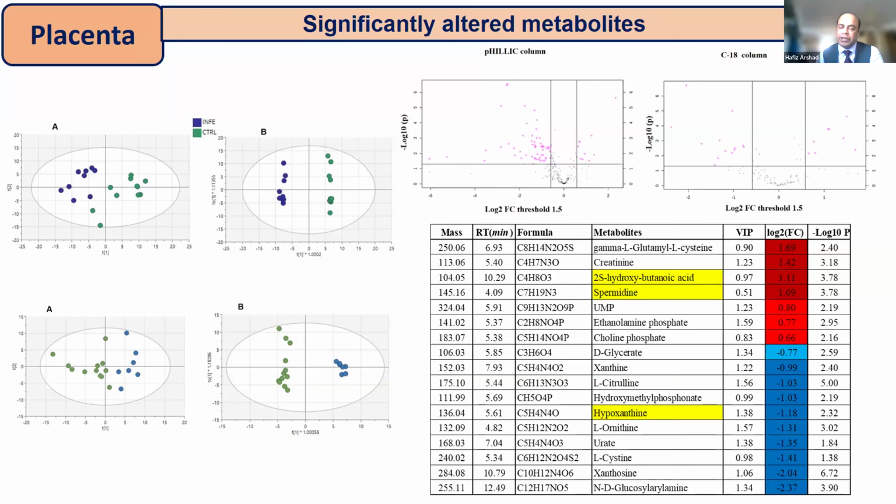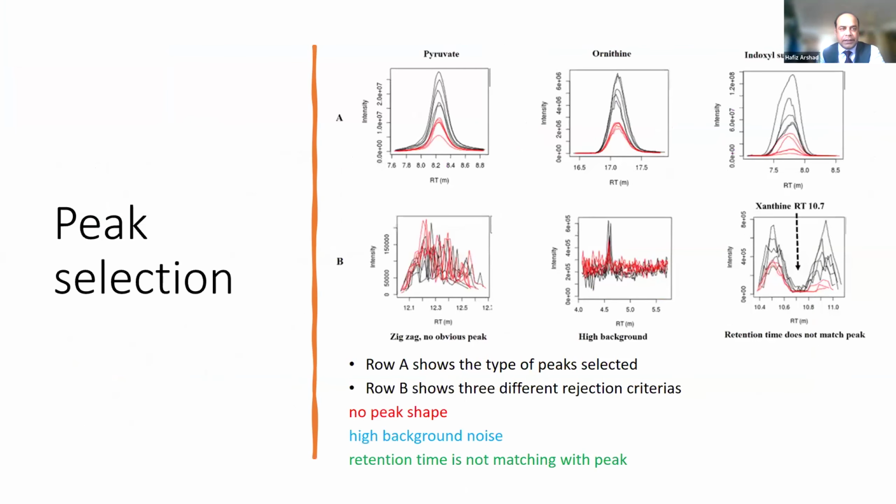And then we manually curated, and we were only focusing on our desired ones. But this study was an initial experiment, and we were doing untargeted metabolomics. So after this, there were peak selection criteria, to make sure that the different metabolites identified are true identifications or not.